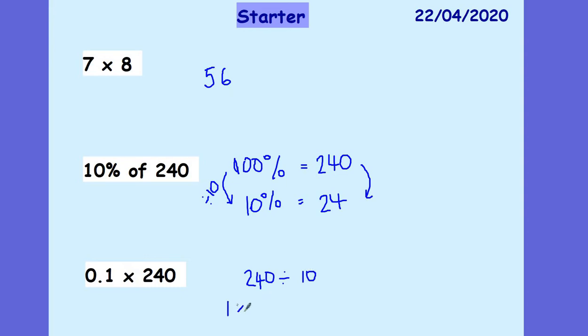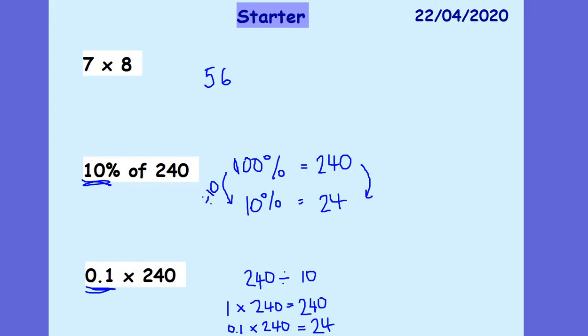Because 1 times 240 would give me 240. I've divided the 1 by 10 to get 0.1. So I need to divide my answer by 10, which will give me 24. Notice that 10% of 240 and 0.1 times 240 both give us 24.